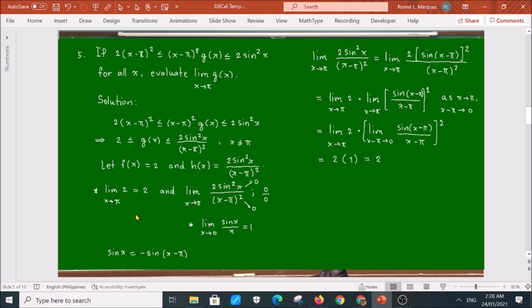Since the limit of f of x as x approaches pi and the limit of h of x as x approaches pi both exist and are equal to 2, by the squeeze theorem, we say that the limit of g of x as x approaches pi is also equal to 2.